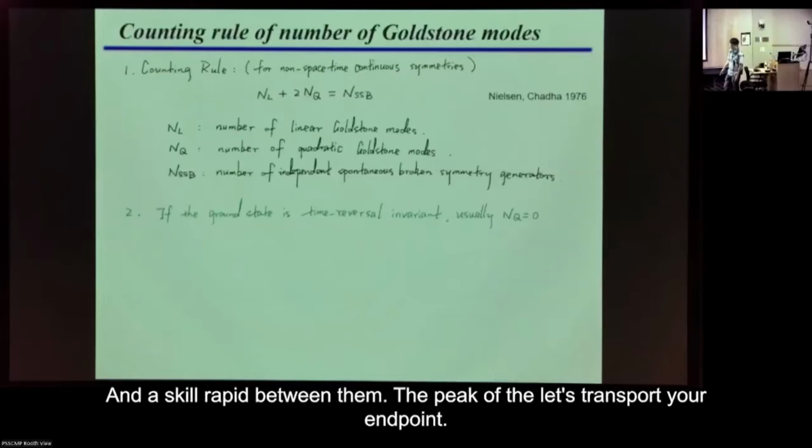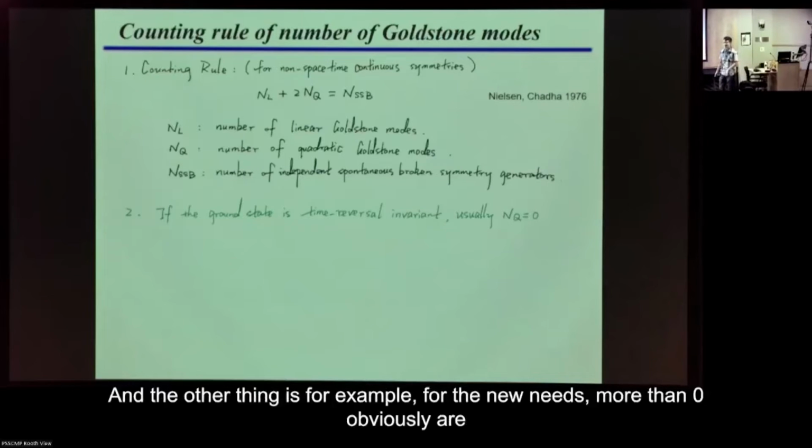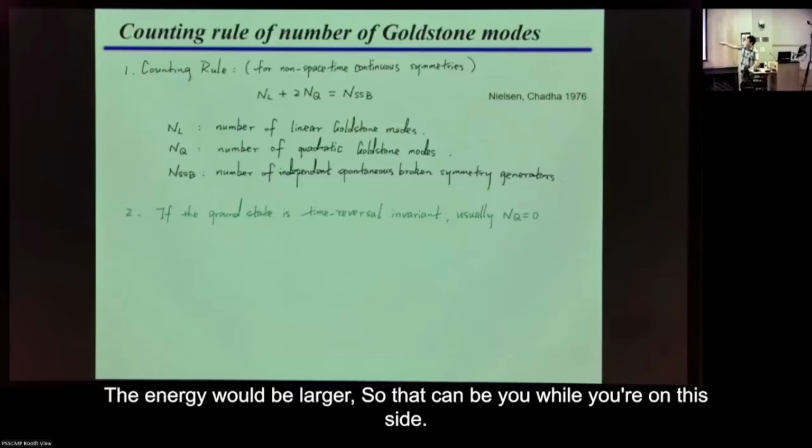That leads to the generic counting rule for the number of Goldstone modes in condensed matter. In high energy physics, you always have linear Goldstone modes because of relativity. It has to be relativistic, so something gapless must have a linear dispersion. But in condensed matter, we can have any of them. So in general, the rule is as follows: if your number of broken symmetry generators is N_BG, here it's for spontaneous symmetry breaking, and your number of linear Goldstone modes is N_L, and the number of quadratic Goldstone modes is N_Q, then the counting rule is like this.